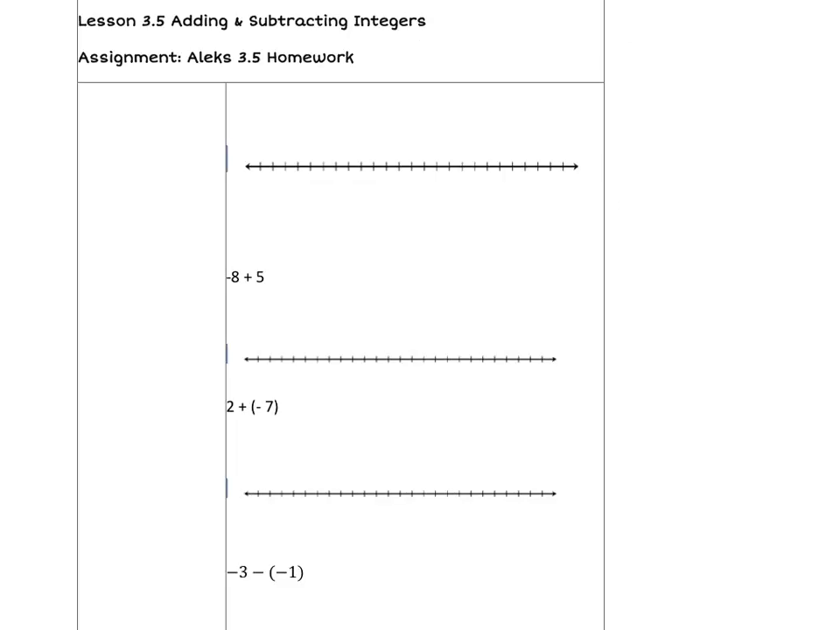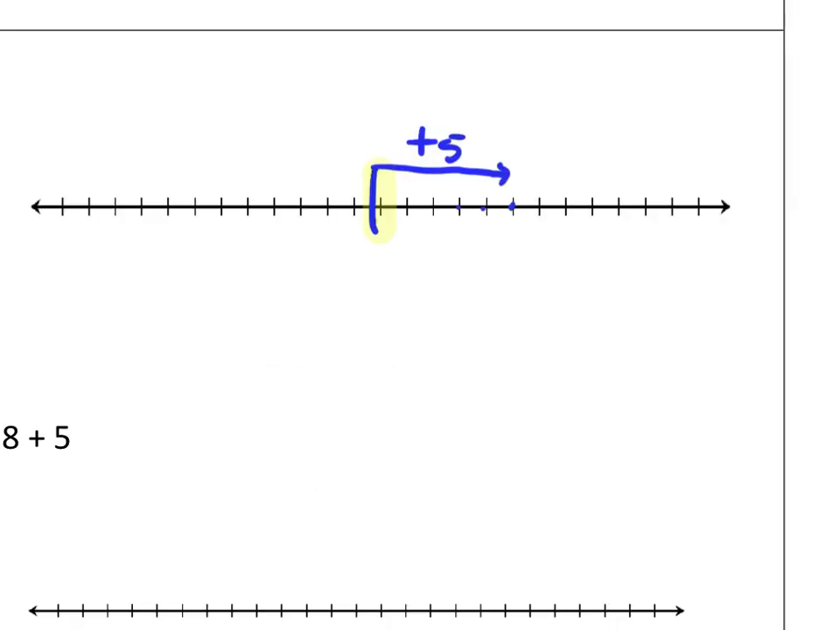So let's go through a summary here that hopefully we've already done in class. When we're adding a number, when we add 5, we go which way? Okay, so we go to the right when we add 5. When we add a negative 5, which way do we go then? Okay, we go to the left when we add a negative 5.